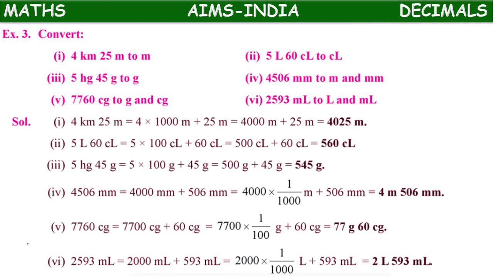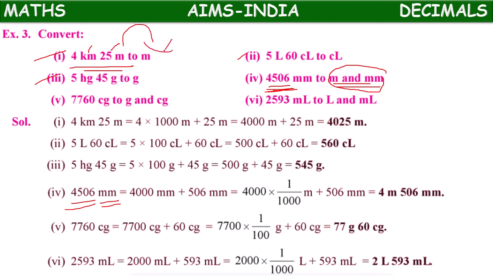Next, 4,506 millimeter to meter and millimeter. In the first 3 examples, the beginning value is a combination of 2 units, and we changed it into a single unit. But here we have a single unit, and we have to change it into a combination of 2 units. We have 4,506 millimeters, and we have to change it into meter and millimeter.